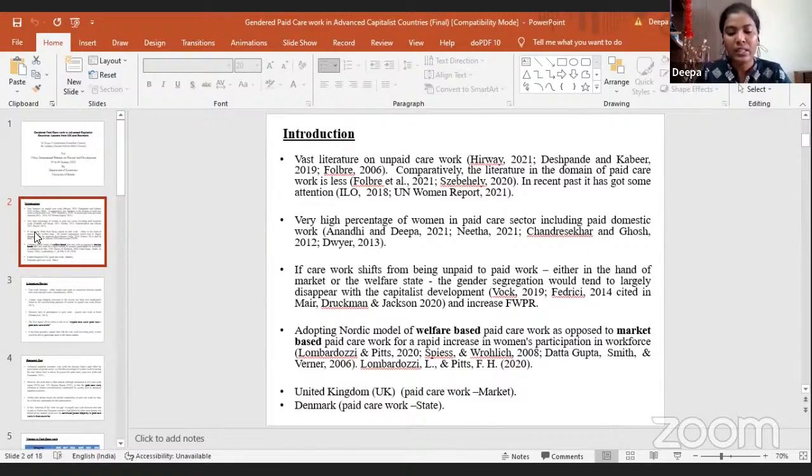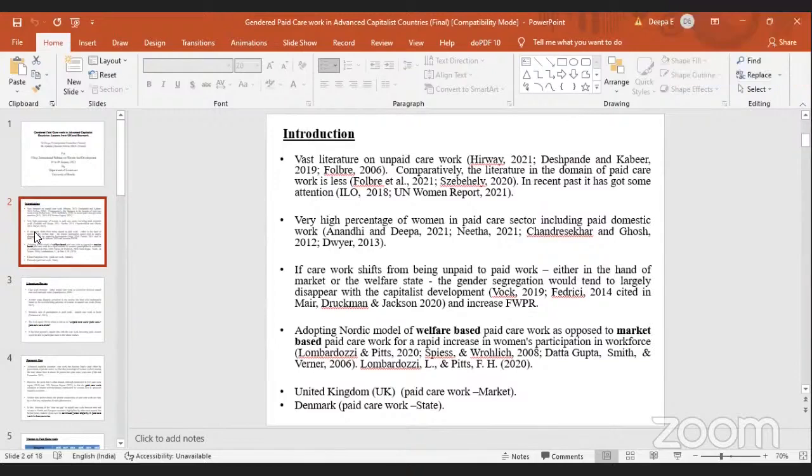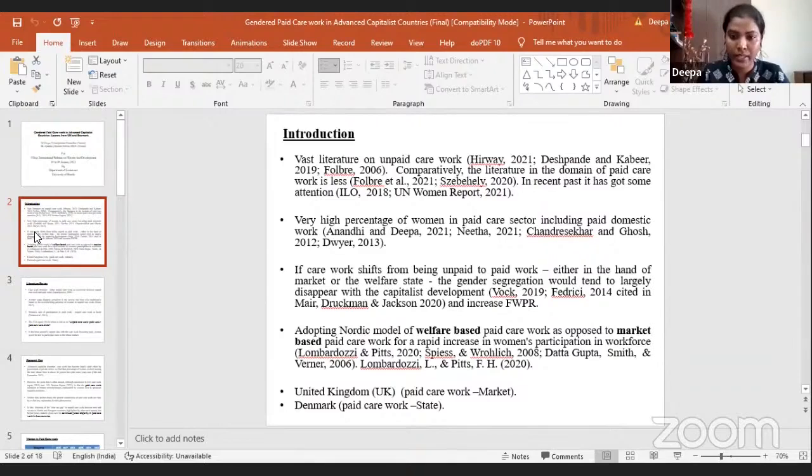It is suggested in the literature that if care work shifts from being unpaid to paid work, either in the hands of the market or the welfare state, the gender segregation would tend to largely disappear with capitalist development. In this context, scholars generally are in favor of adopting the Nordic model of welfare-based paid care work as opposed to market-based care work for the rapid increase in women's participation in the workforce.